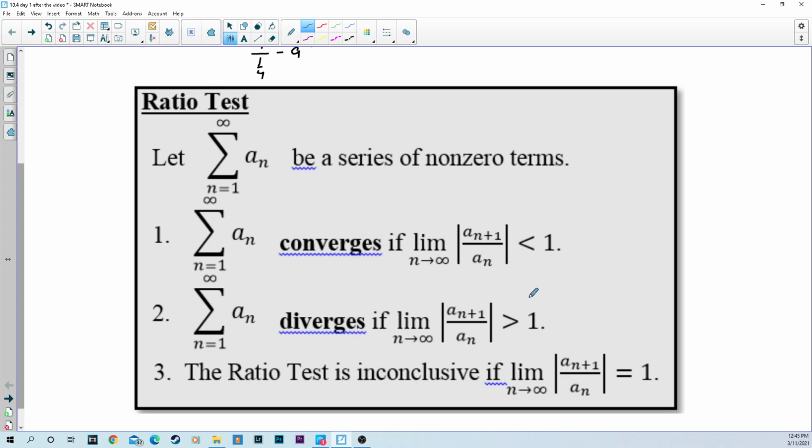Two, the series diverges if the limit is greater than 1, and if the limit is equal to 1, the ratio test is inconclusive, and you have to use a different test.